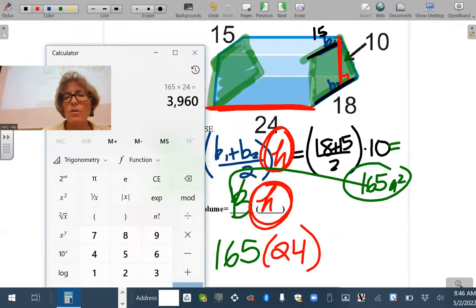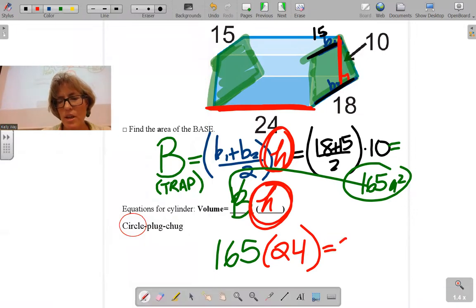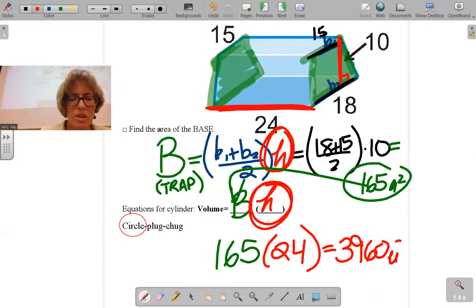And we get 3,960. And check for units, no units, but that's going to be units cubed because it's volume, and volume is 3 dimensions.